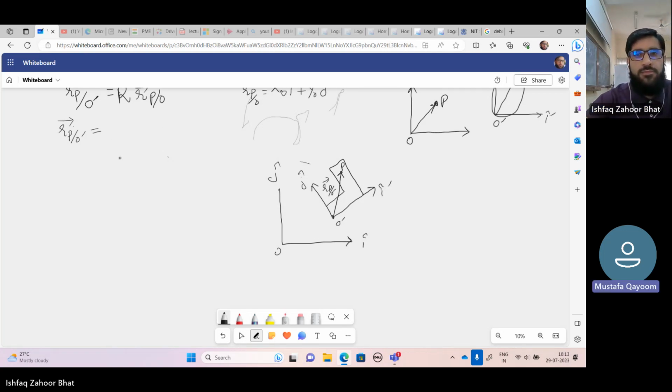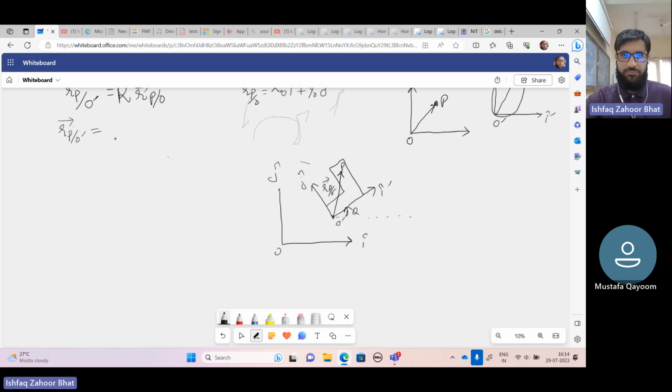RP, with respect to the fixed frame or with respect to anything you want. Cos theta and sin theta. Its y component will be sin theta and its x component will be cos theta. So this is theta. So what should I write? Cos of theta?